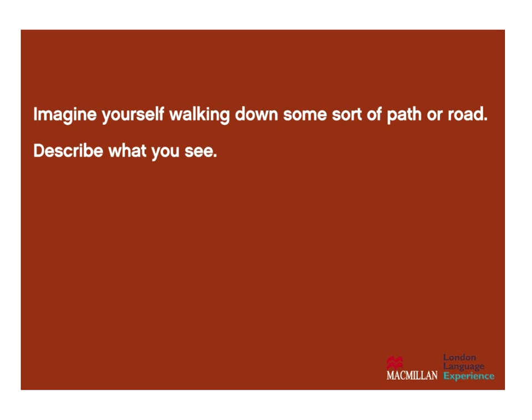Let's get started after 5, 4, 3, 2, 1. Imagine yourself walking down some sort of path or road. Describe what you see. So number one, imagine yourself walking down some sort of path or road. Describe what you see. Okay, I'm going to give you about 45 seconds to describe what you see. I need to get my timer out.